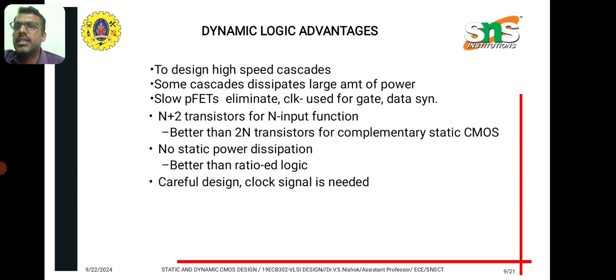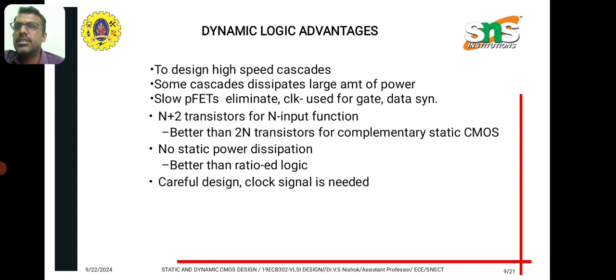Here the number of transistors is mentioned as n plus 2 transistors. N represents the pull down network, that is n number of input variables, and 2 represents the two transistors connected with the clock input signal, that is one NMOS and one PMOS transistor.